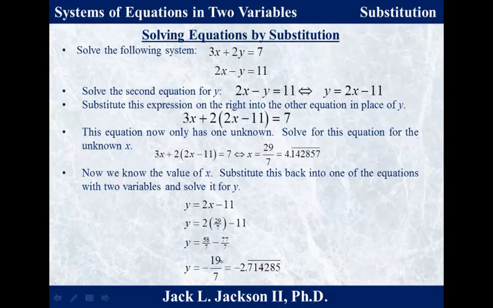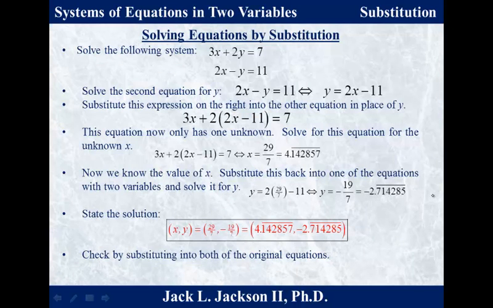58 sevenths minus 77 sevenths is negative 19 sevenths, or negative 2.714285 with the 714285 repeating. So now let's state the solution, which is just one thing, 1 point. The ordered pair x, y is 29 sevenths, comma, negative 19 sevenths, or here it is in decimal form.